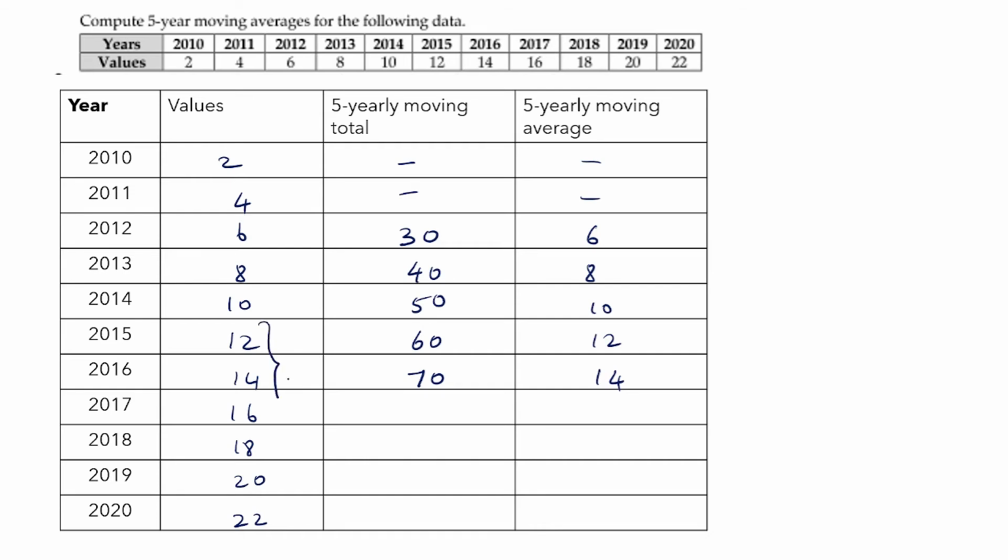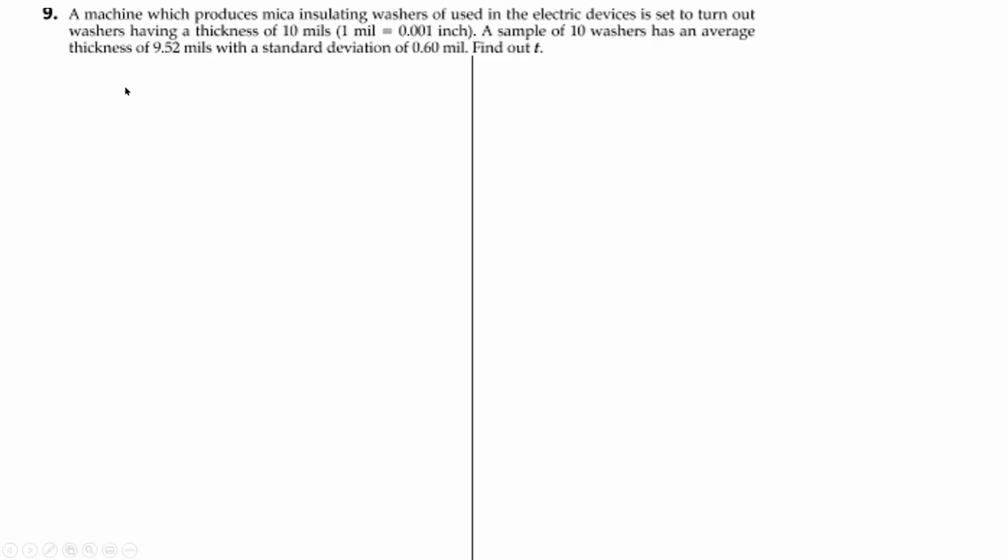Next we have the next 5 years moving total. 12, 14, 16, 18 and 20. These add up to 80 and the 5 years moving average is by 5. It is 16. And next we have the last 5 years moving total. All these add up to 90 divided by 5 is 18. So these are the 5-year moving total and 5-year moving average. Moving on to the next question.